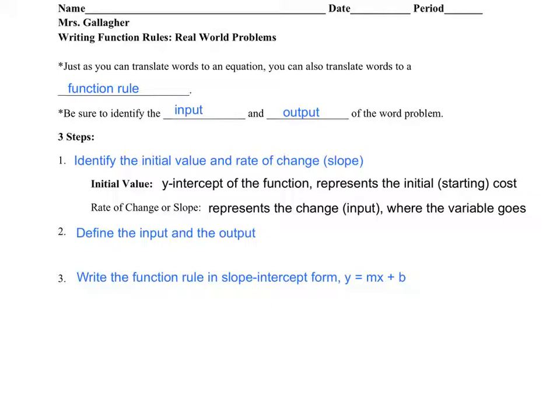Now let's recall what our input and output values are in our slope-intercept form, y equals mx plus b. Our y value is our output. That is our range. Our x value is our input. That's our domain. So now after we learn these steps, let's answer some problems together.